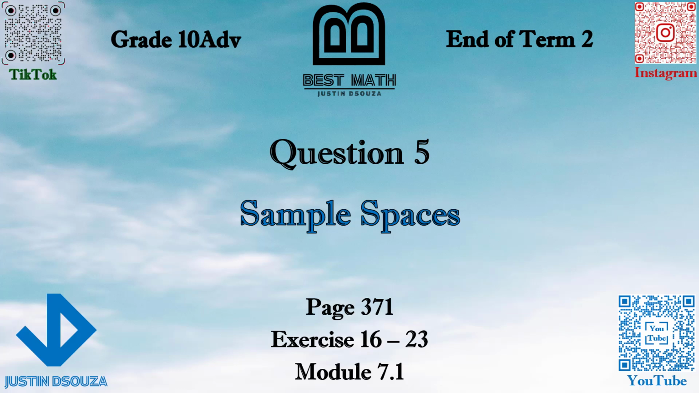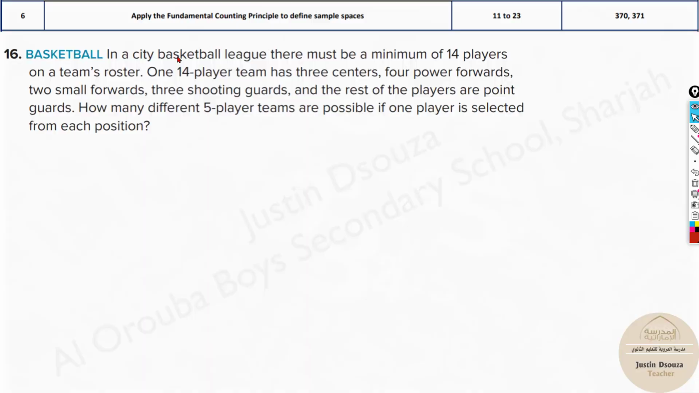Let us learn about the fundamental counting principle. The fundamental counting principle helps us to know the sample space, or the total possibilities, of a certain condition. In a city basketball league, there must be a minimum of 14 players on a team's roster. One 14-player team has three centers, four power forwards, two small forwards, three shooting guards, and the rest of the players are point guards. How many different five-player teams are possible if one player is selected from each position? Now you need to understand here they have told it's a 14-player team.